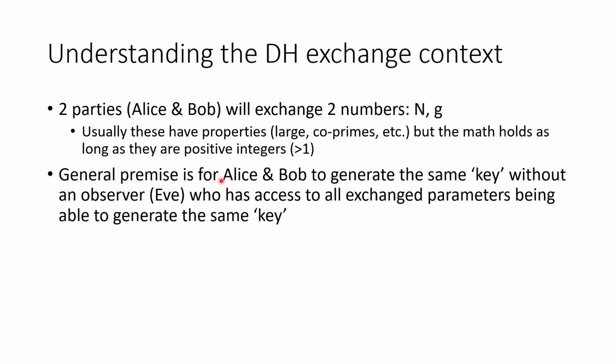So the general premise is for Alice and Bob to generate the same key without an observer that we'll call Eve, who has access to all the exchanged parameters, being able to generate the same key. So Eve is listening into all the transactions between Alice and Bob, and the question is, can they come up with the same key so that someone who's listening to every transaction that they send each other cannot come up with the same key? So currently all three parties know n and g, because we said that we'll exchange these two numbers. Someone will make them up and then send them to the other person, and obviously that was eavesdropped upon, so everyone knows n and g.